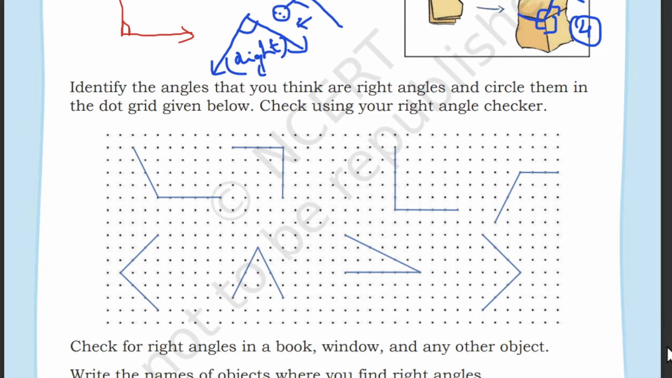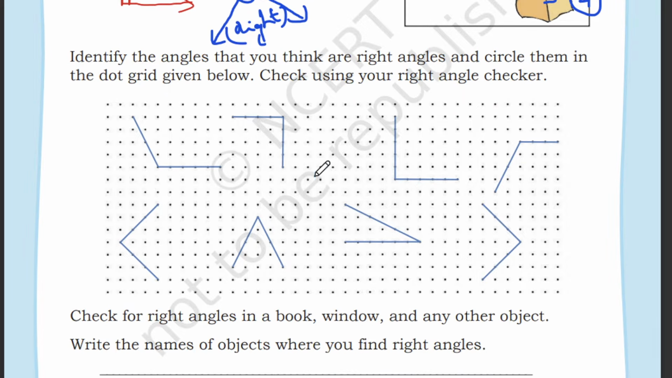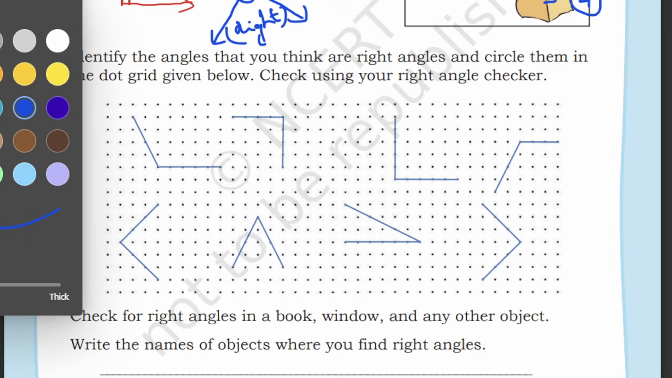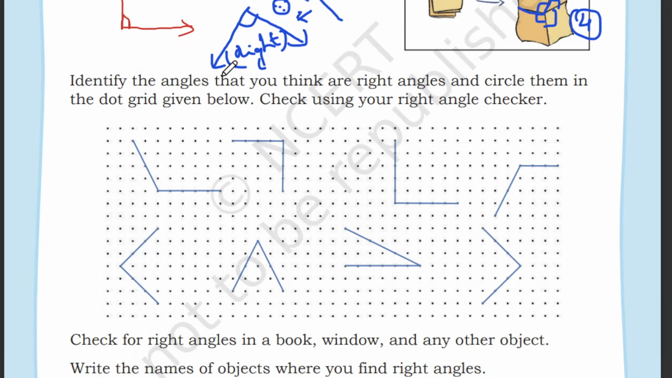Okay. Next we will see: identify the angles that you think are right angles and circle them in the dots given below. Check using the right angle checker. So here we are given a few angles, and we need to circle the angle which is a right angle. Let's see the first image. I am going to change the color back to red. Here we have a straight line and a person is looking from here. So this is the straight line for him, and this one is not a straight line. This is a slanting line. So this is not a right angle.